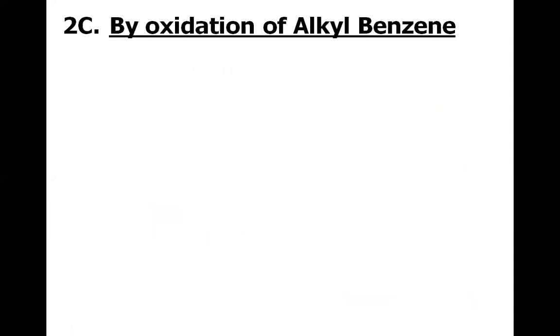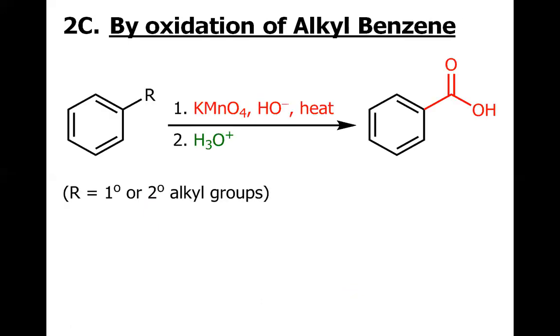The third method to synthesize the carboxylic acid is the oxidation of alkyl benzene. This we have also learned when we were discussing the chemistry of benzenes. Here, this R group is an alkyl group, but remember, this should not be the tertiary alkyl group. However, the primary or secondary alkyl group directly connected with the benzene ring when treated with the potassium permanganate converts into the carboxylic group. So this method gives us the carboxylic group directly connected with the benzene ring.